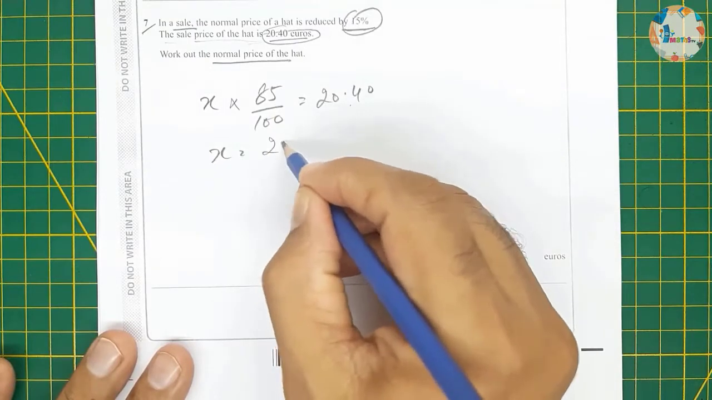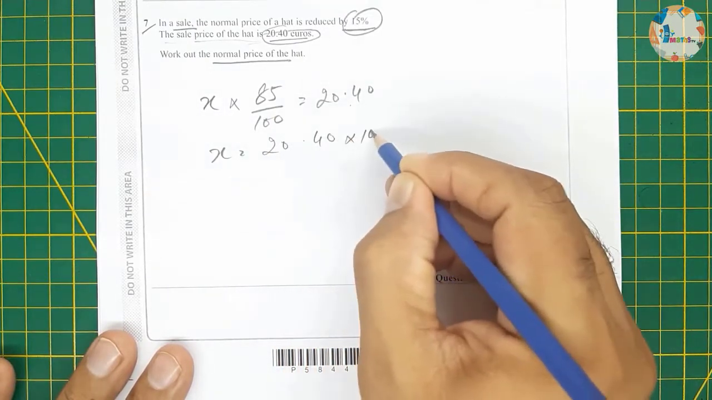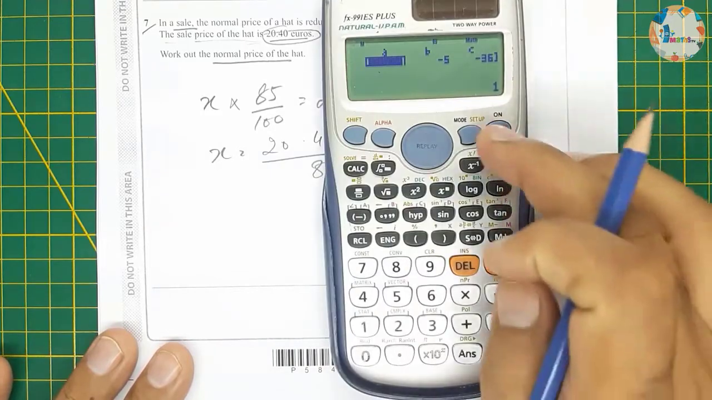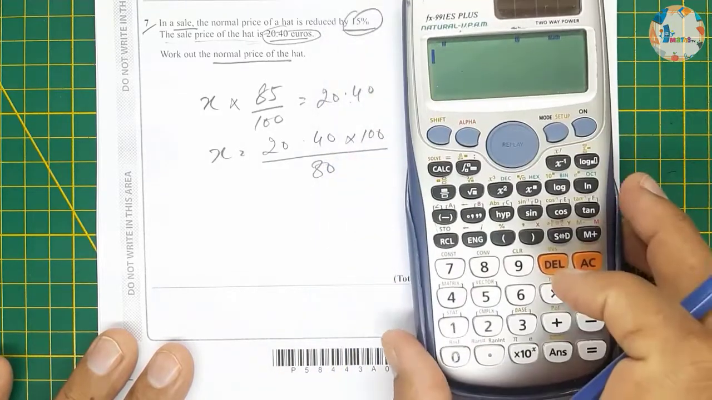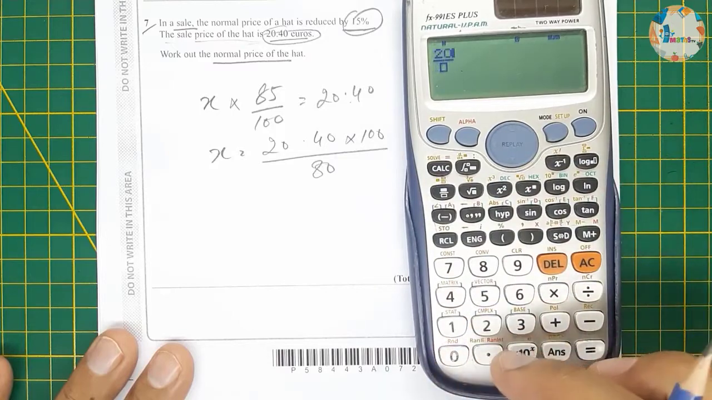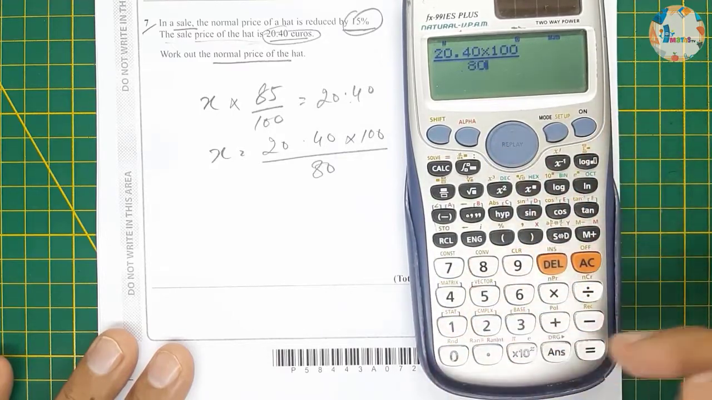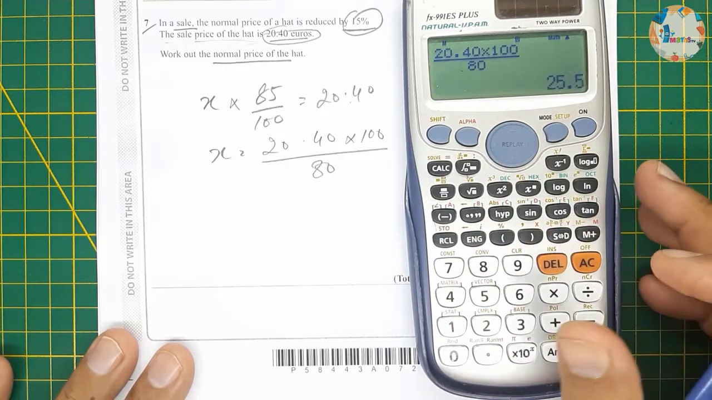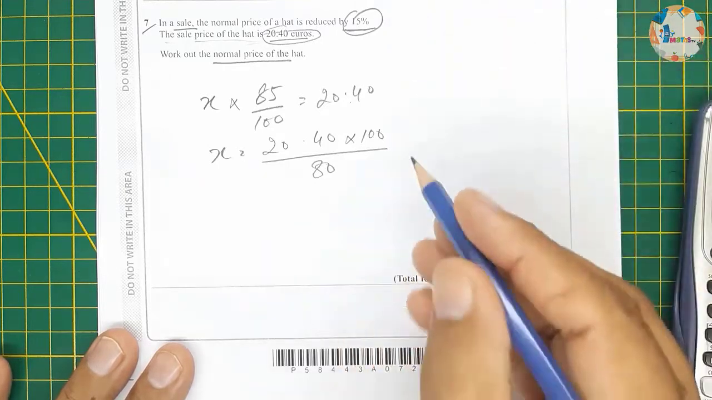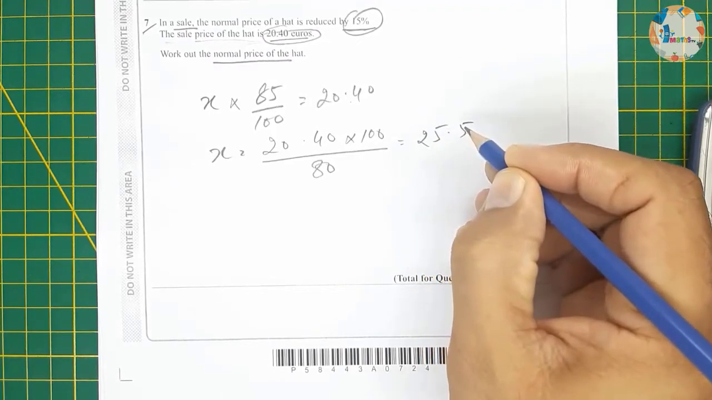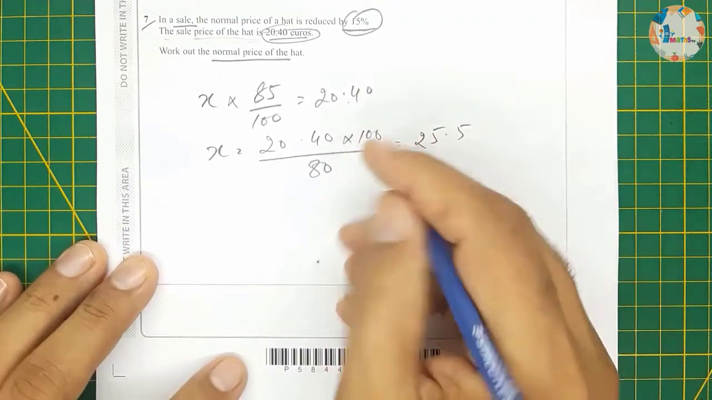We can write 20.40 multiplied by 100 and divided by 80, and if we calculate this, it will give us 25.5. So in the calculation, we basically made a mistake here.